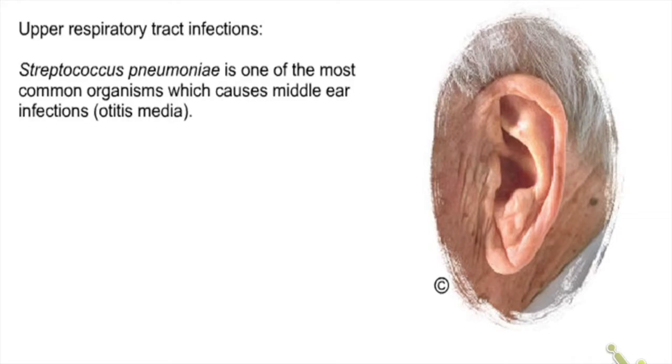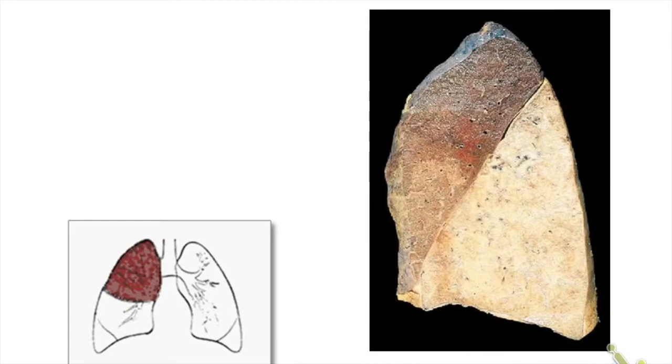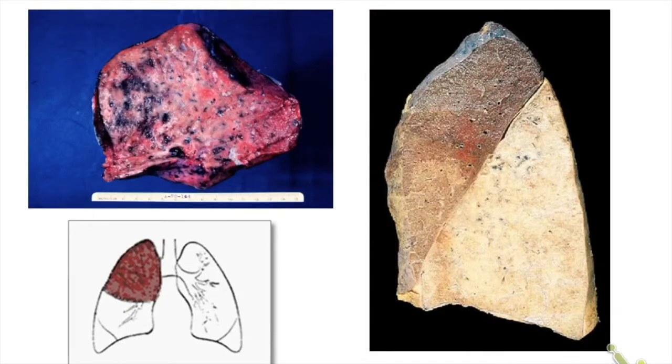So, the organism is known as Streptococcus pneumoniae, and they can cause respiratory tract infection. Streptococcus pneumoniae is one of the most common organisms which would cause otitis media, or the infection of the middle ear. At the lower respiratory tract, they could cause pneumonia. It could also be invasive, causing bacteremia and meningitis. So here's lobar pneumonia.